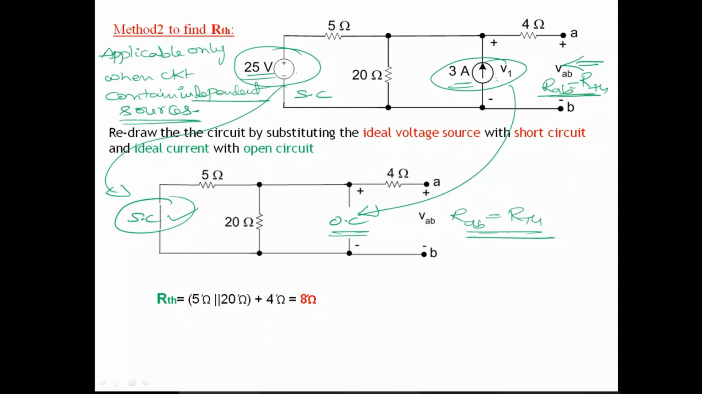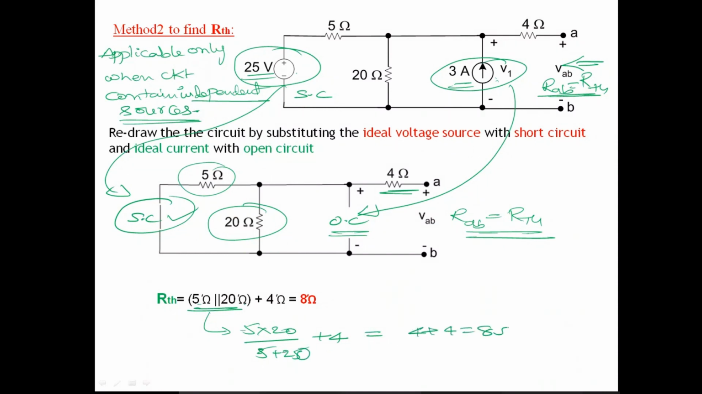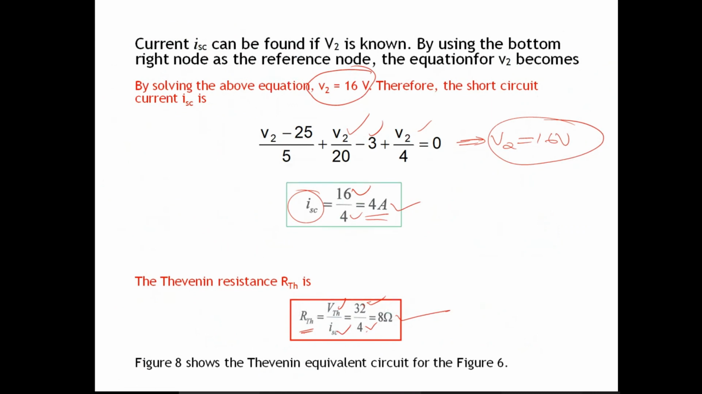Now how do you find RAB or RTH for this circuit? If you look at it, these 5 ohms and 20 ohms are connected in parallel, and the combination is in series with 4 ohms. For the parallel combination, we take the product over the sum: 5 into 20 by 5 plus 20, plus 4. 5 into 20 is 100, 100 by 25 is equal to 4. 4 plus 4 you will get as 8 ohms. So your RTH is 8 ohms, which is the same as the RTH we got in method 1. So you can use either method 1 or method 2.